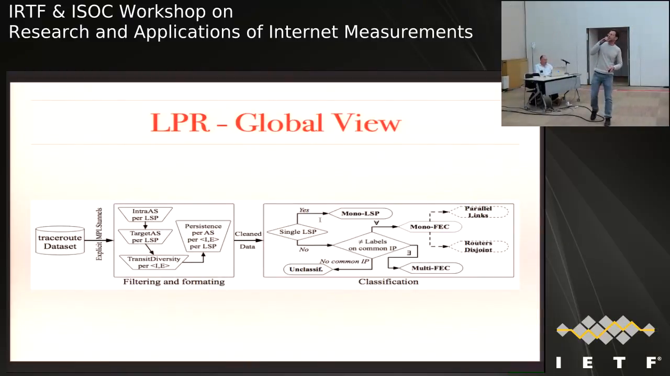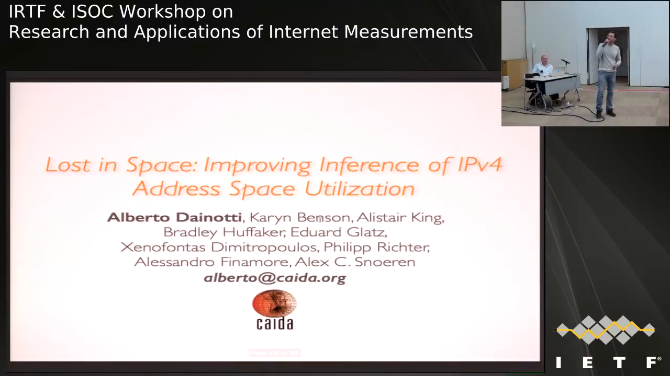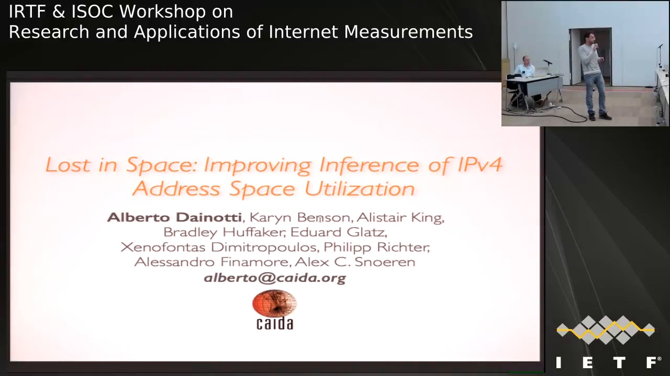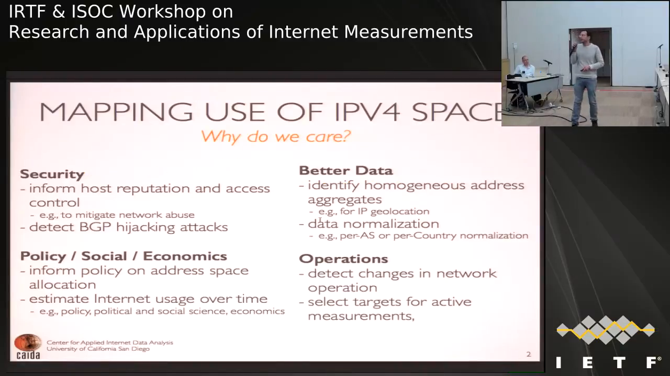Hello, Alberto from CAIDA, UC San Diego. This work is about inferring which portions of the address space are actually used. So we group IP addresses in /24 blocks, and then we say a /24 block is used if at least one of its IP addresses is assigned to a machine that transfers packets on the public internet. So why do we care about it? First of all, there is no public dataset that answers this question.